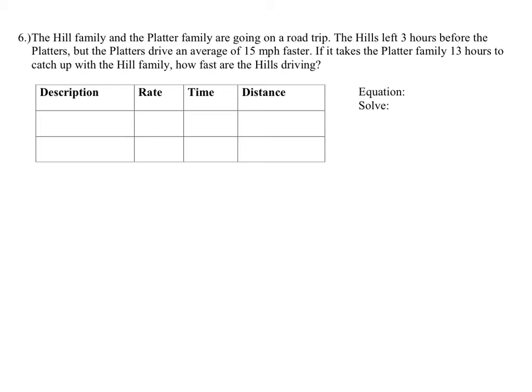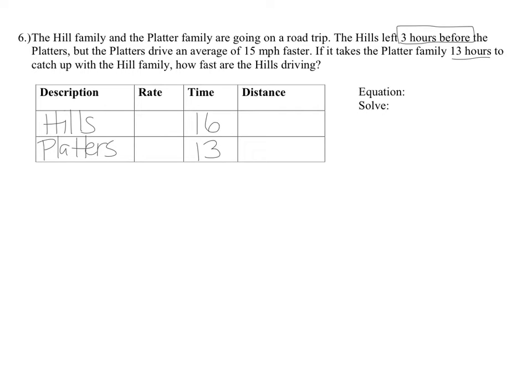So let's go ahead and start by writing who we're talking about. We're talking about the Hills, and we're talking about the Platters. All right, and so the first thing mentioned is that the Hills left 3 hours before the Platters. And so now let's read what it says about the Platter family. The Platter family traveled for 13 hours, so their time is 13. And so now if the Hills left before the Platters, well, they've been traveling 3 hours longer than the Platters because they left first. So they will have traveled for 16 hours.